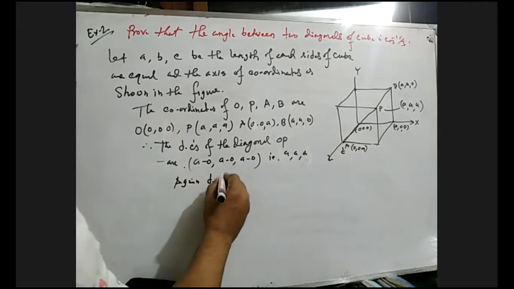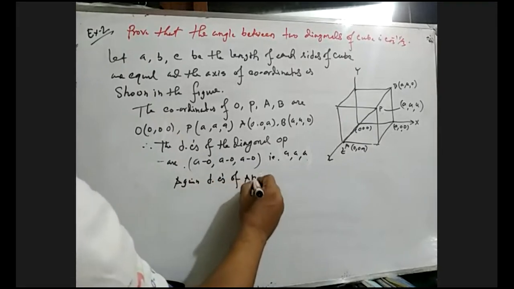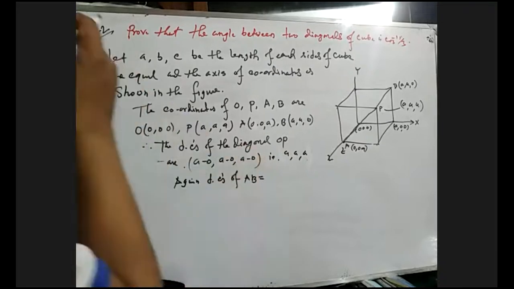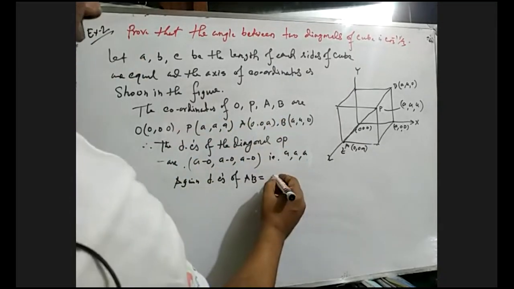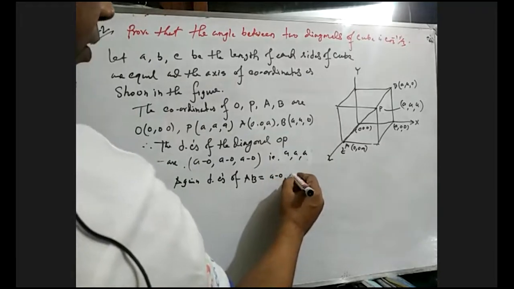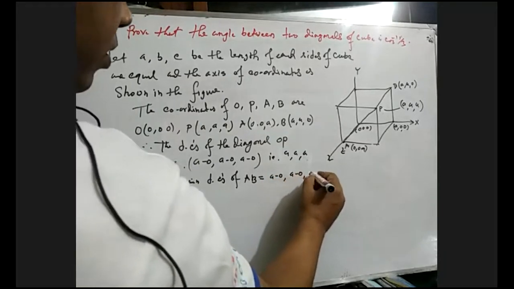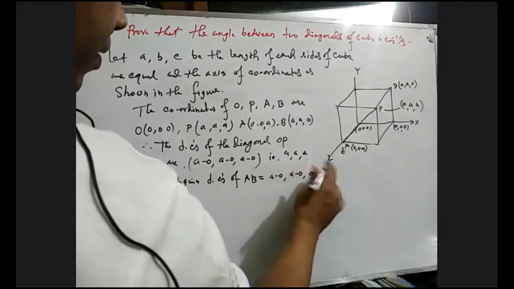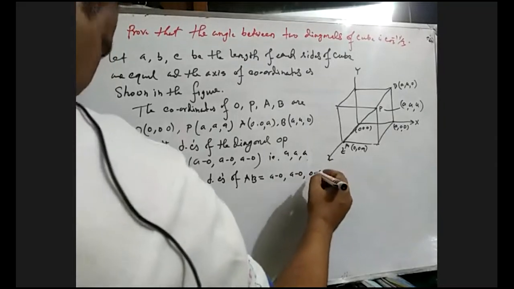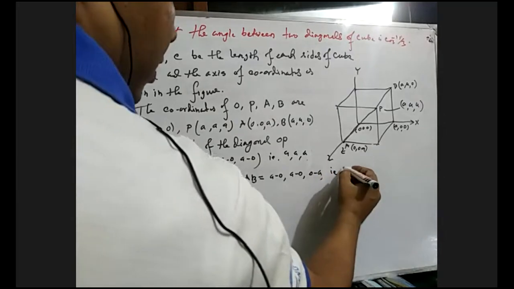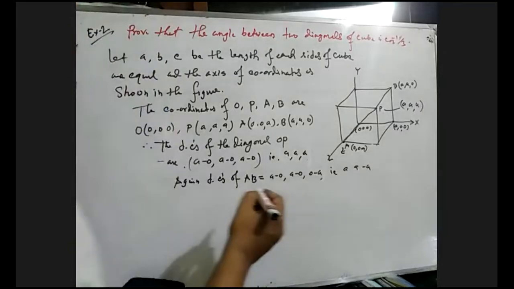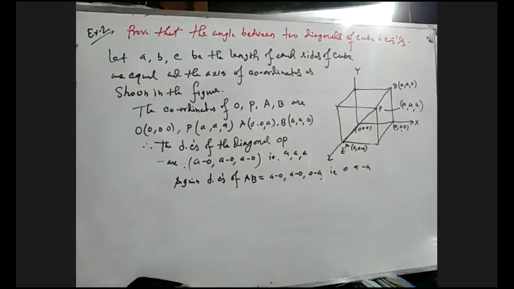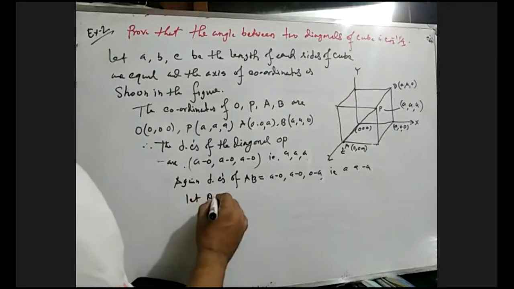Direction cosines of AB, what will be? AB means what? A point and B point. So the difference will be what? a minus 0, a minus 0, 0 minus a. Okay, that is what? a, a, minus a.